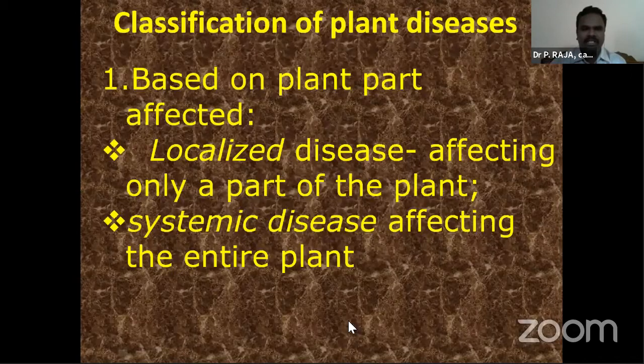Now, to classify these diseases based on the plant parts affected, number one is localized diseases, affecting only a specific plant part. The next one is systemic diseases, affecting the entire plant. The first one is on the leaf, the fruits, the flower, and the stem. It's localized. A systemic disease means that when the pathogen starts attacking, it spreads to the entire plant. For example, viral diseases. If it is attacking, it starts attacking the entire plant.